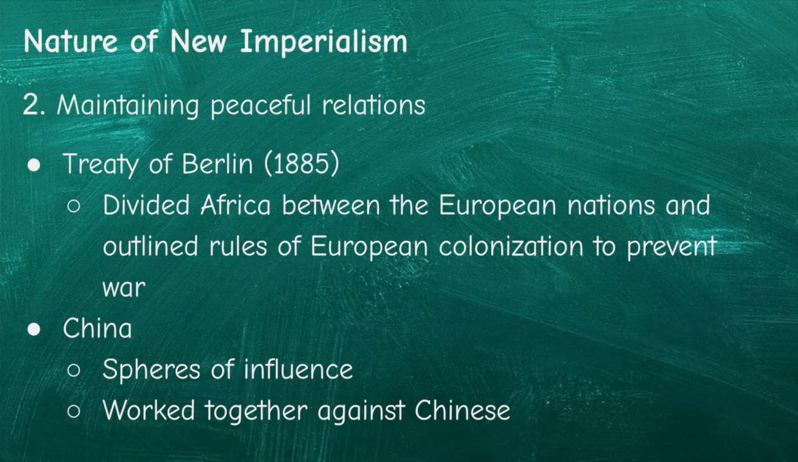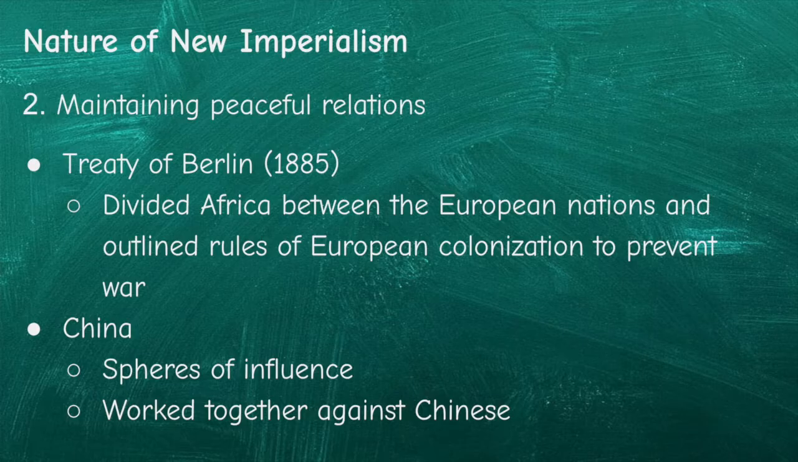And you get that with the Treaty of Berlin, written in 1885, which we're going to be learning about in a couple of days, which actually divided Africa and split it up between all the European powers to prevent wars occurring over these colonies. And also it set up the rules for how Europeans were expected to behave in terms of colonization.